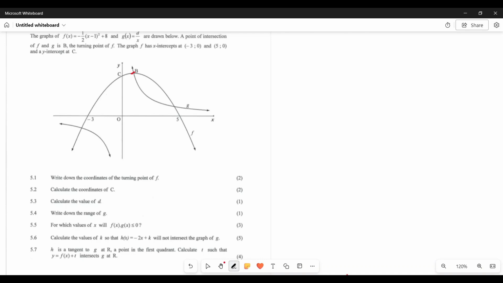Now, they also give you the x-intercepts of your f of x graph, and they tell you that C is your y-intercept. So the first question wants us to write down the coordinates of the turning point of f. Now, remember f, which is our parabola, can be written in the form f of x is equal to a(x + p) squared plus q. To determine the coordinates of our turning point, we would need to take our value of p multiplied by -1 and take our value of q as it is. And from here, we would get the turning point.